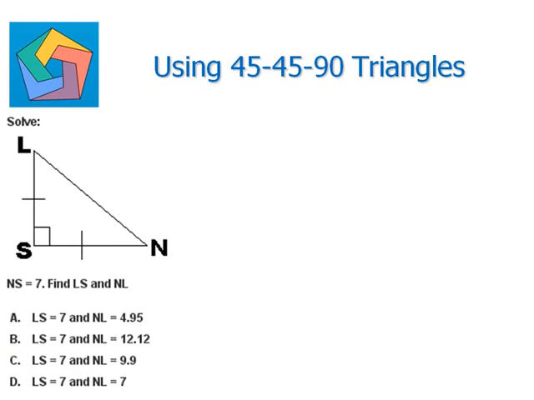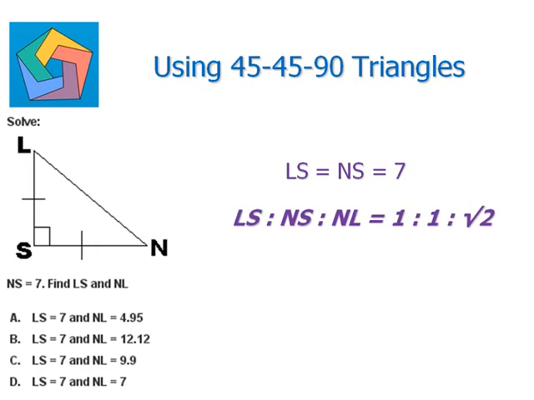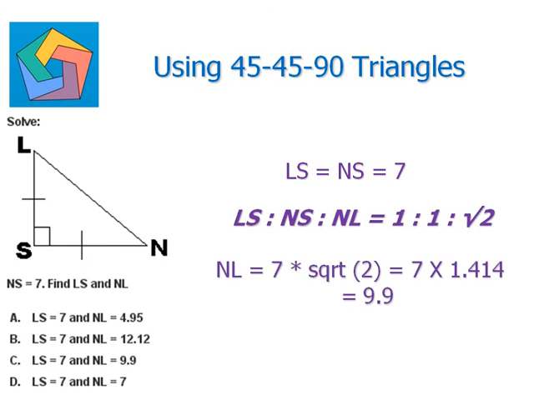Another example, we have been given a triangle LSN where it is right angled at S. NS is given as 7. Now LS equals NS, that is 7, and also we have this ratio. So we get NL equals 7 times square root of 2, where 7 is the constant of proportionality, and we get NL equal to 9.19. So our correct option is option C.